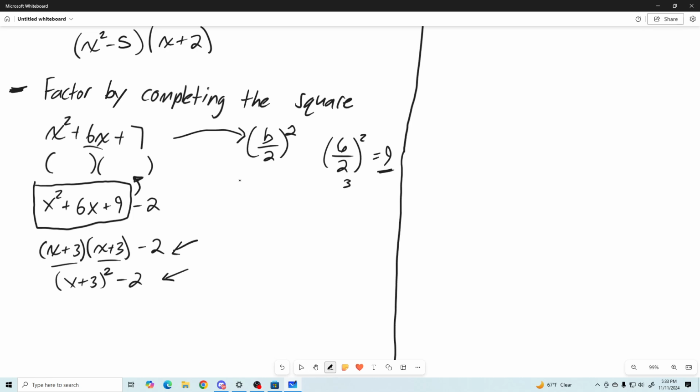So if you want to give this one a shot, let's give you a problem here: x squared minus 4x plus 12. So go ahead and give those a shot.